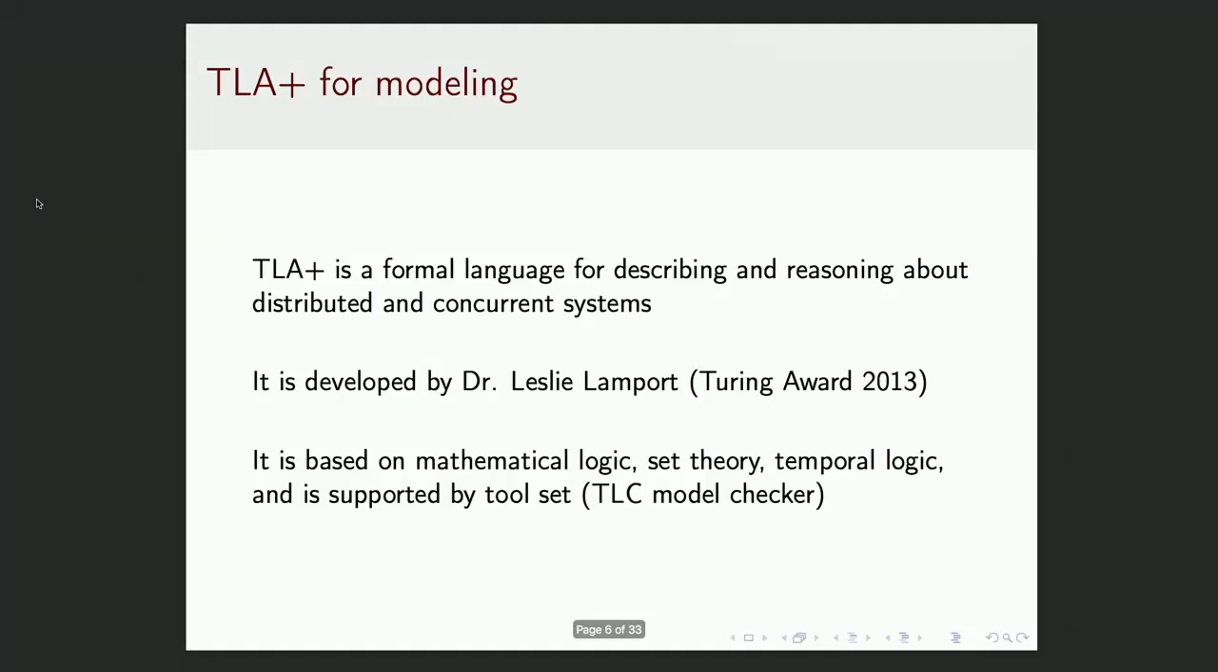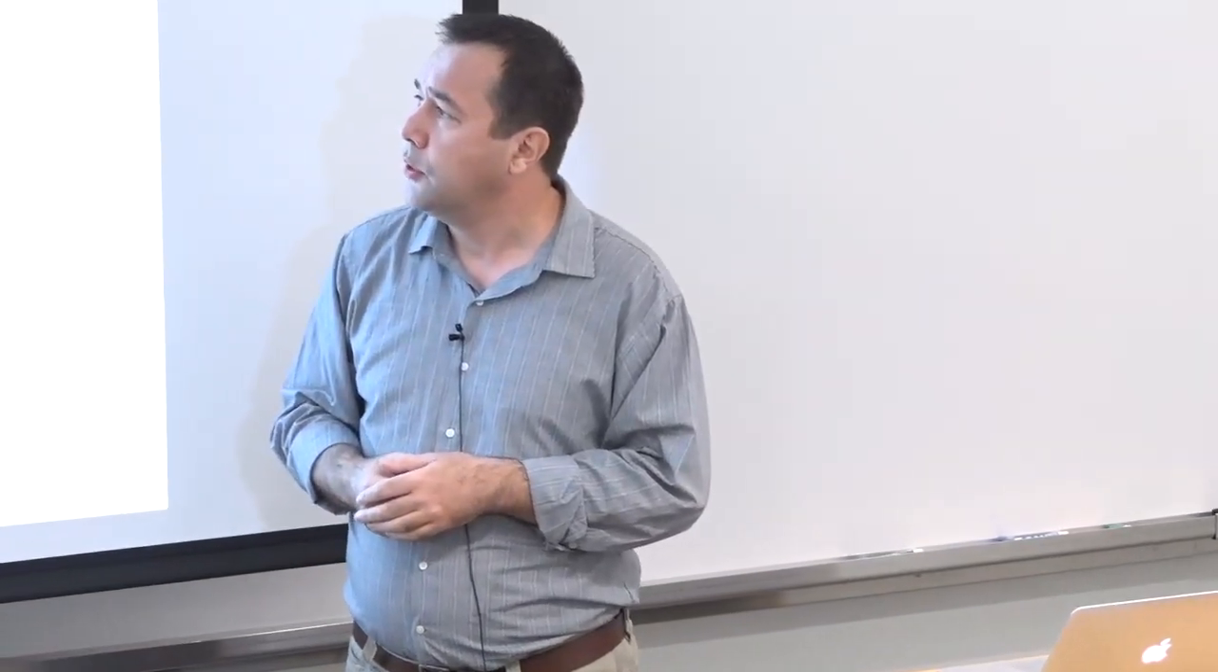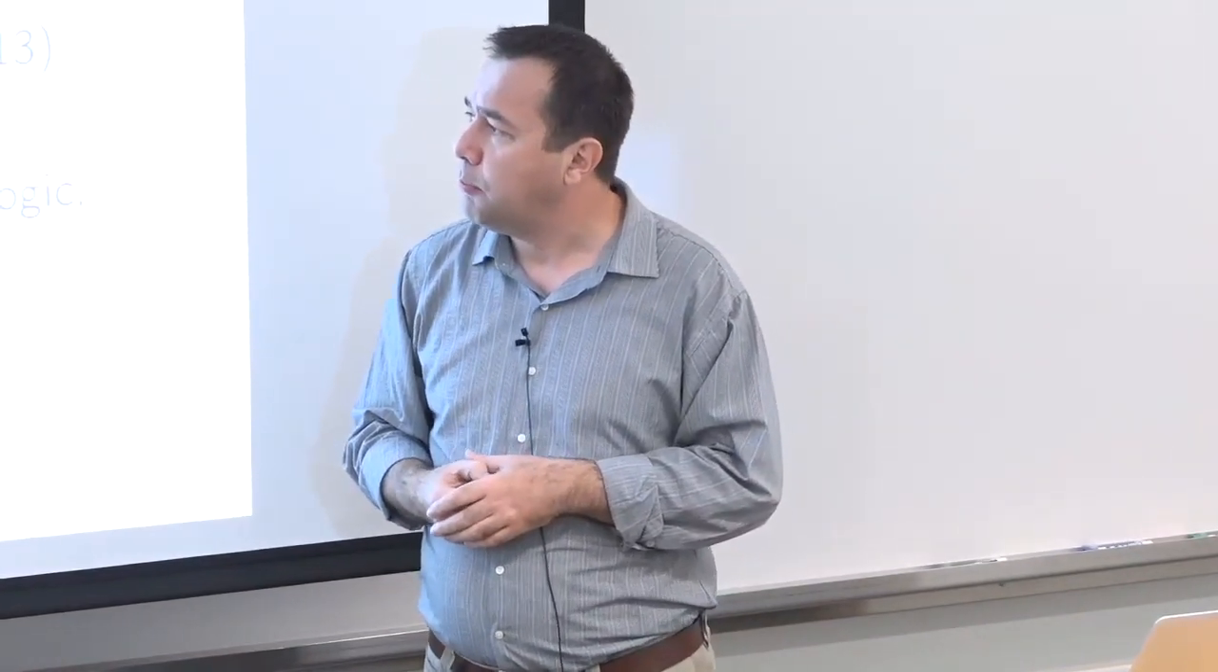And TLA Plus is a framework for modeling systems, especially distributed and concurrent systems. It's a formal language and framework around it, designed for describing and reasoning about practical distributed and concurrent systems. It's developed by Leslie Lamport, Turing Award winner 2013. Leslie has been using it, I think, going back to the 1980s, the TLA Plus notation, but the model checker became available only in 2008-ish?